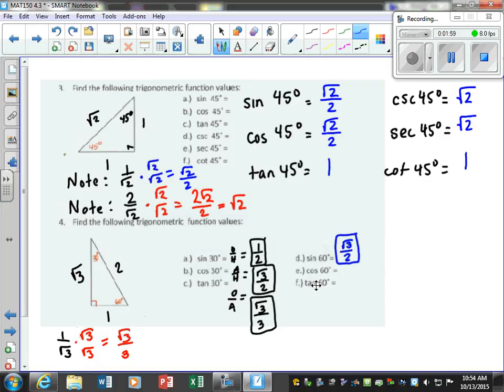Okay, now let's do cosine of 60 degrees. So we go to our angle when it's 60 degrees, and our definition is adjacent over hypotenuse. So adjacent over hypotenuse is going to be 1/2.